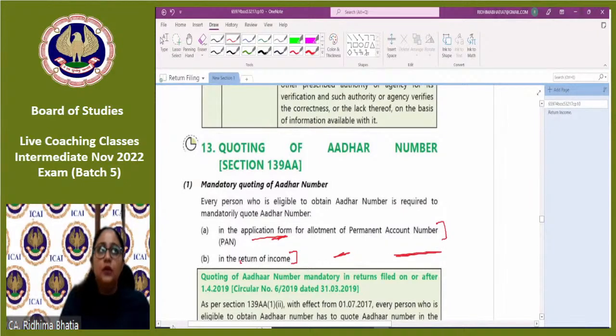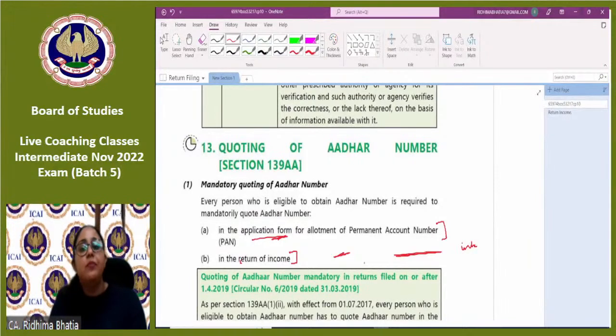And now I think everyone must have heard about linking of Aadhaar and PAN. The Aadhaar and PAN should be linked. There is a simple column for it. You have to link your PAN with Aadhaar, so that they can be used interchangeably.